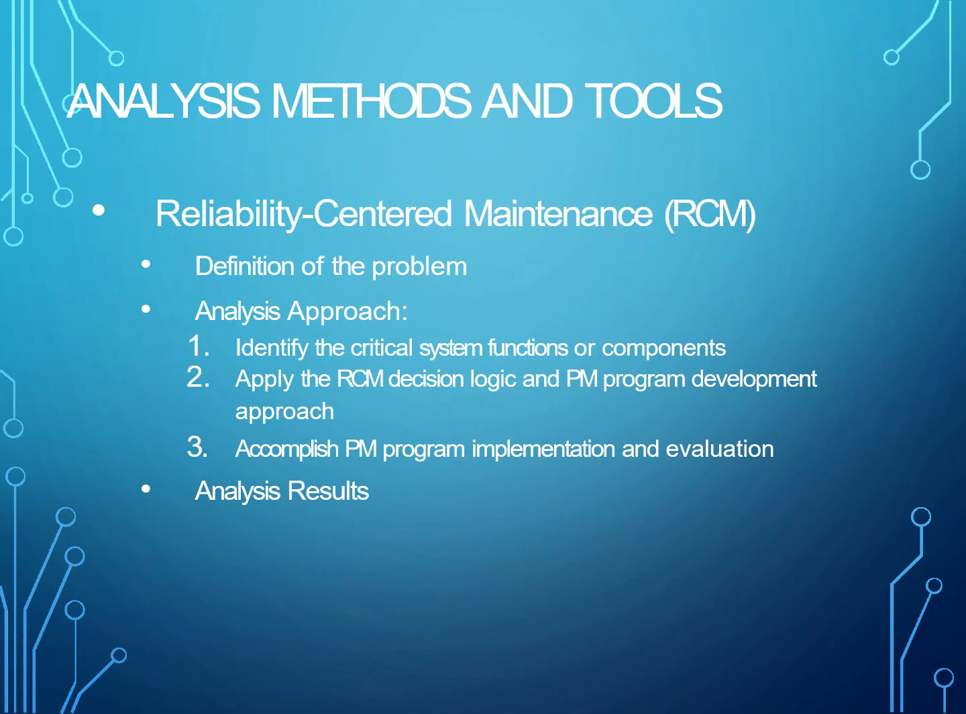Our third tool is reliability-centered maintenance, or RCM. RCM focuses on optimizing maintenance programs by asking what needs to be maintained. Its approach involves identifying the critical system functions or components, applying the RCM decision logic to develop the preventive maintenance program, and then implementing and evaluating that preventive maintenance program's effectiveness. RCM helps ensure that we spend maintenance dollars on the items that truly matter for system functionality.